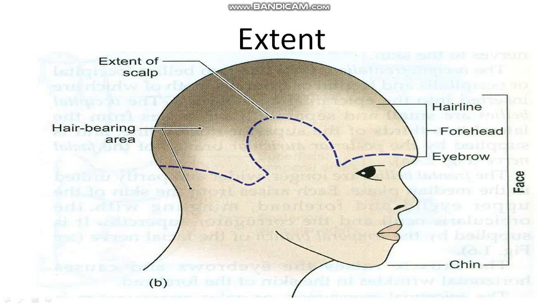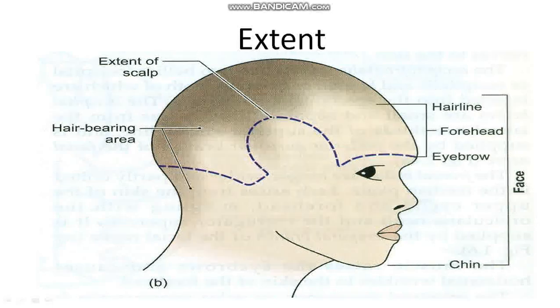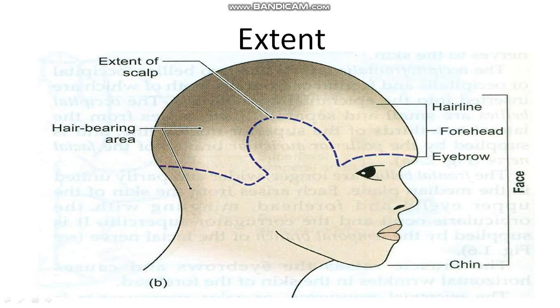Now let's understand the extent of the scalp. The scalp extends anteriorly over the supraorbital margin, and posteriorly from the external occipital protuberance.